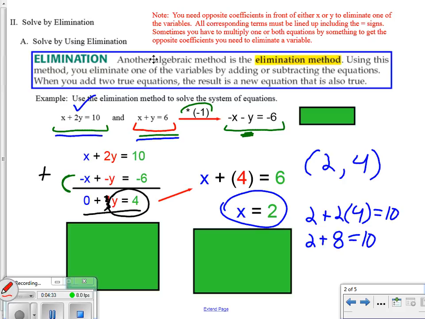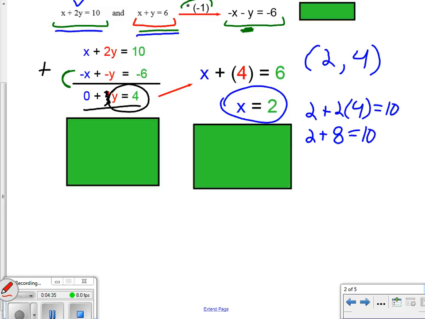If we look at our second one, x plus y equals 6, so I'd say 2 plus 4, just plugging in my x and my y value, equals 6, and that does check out.